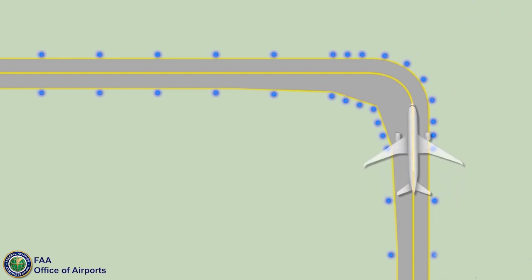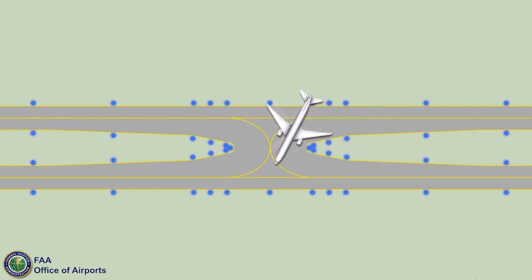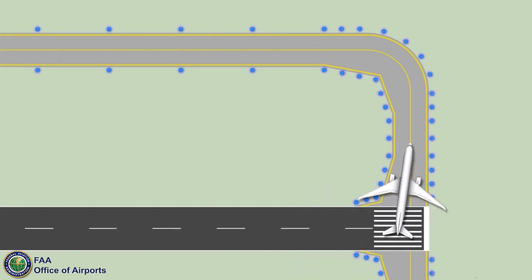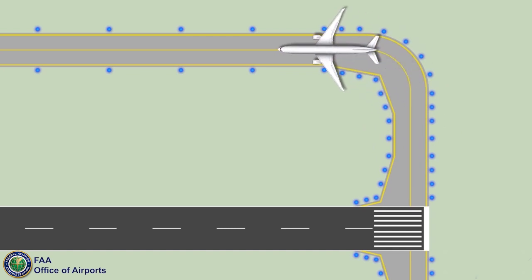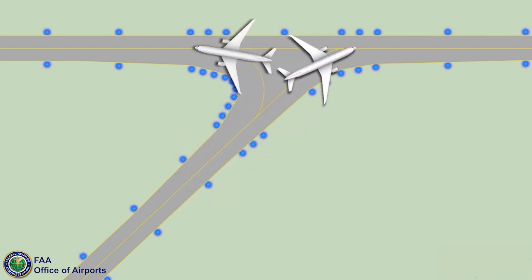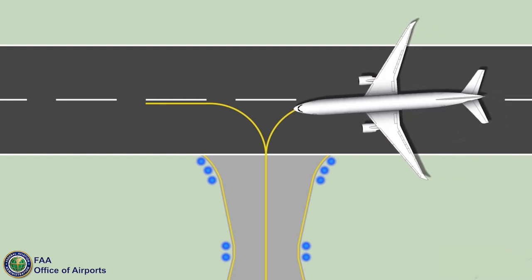A standard taxiway turn. A crossover taxiway. An entry or exit taxiway. A taxiway intersection reverse turn. A high-speed exit. And a right-angle runway taxiway intersection.